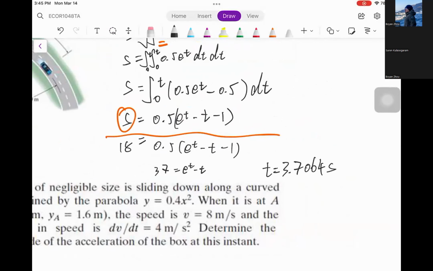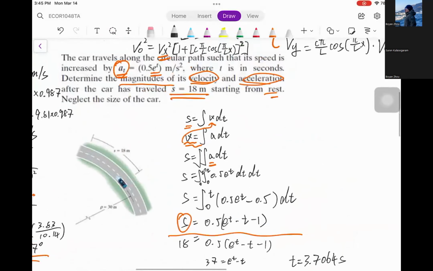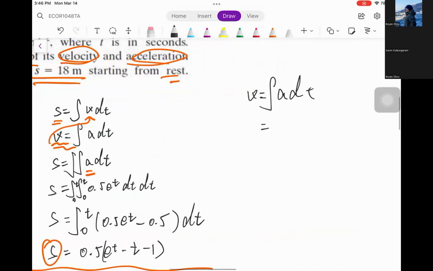And then the next step is going to be easy again. So we have the time t, and we're asked to determine the velocity and acceleration. So just use the equation again. Here we know velocity is equal to the integration of a dt.